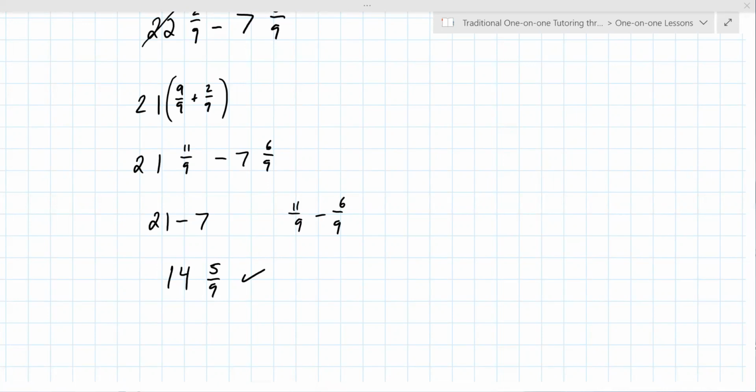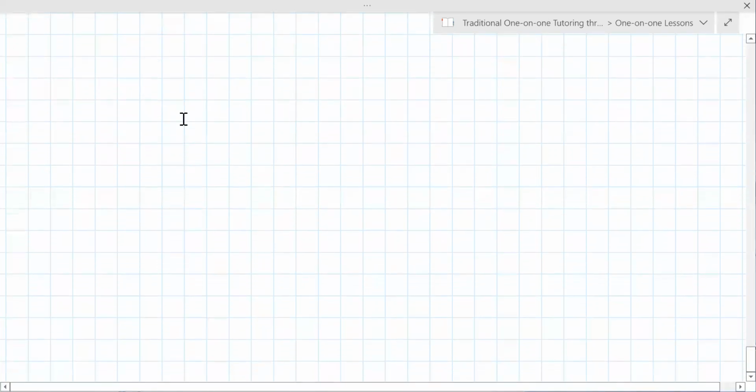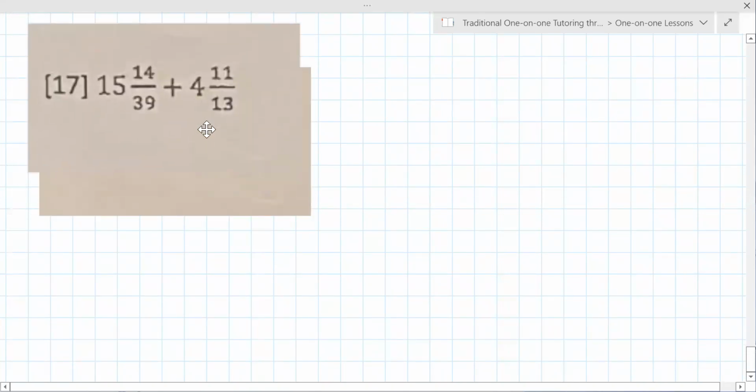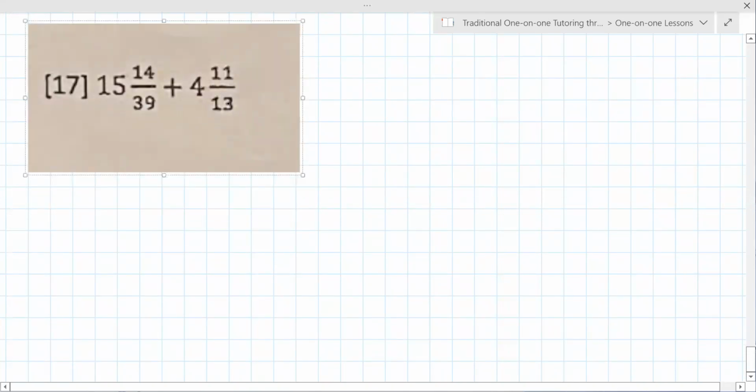Okay, so you got one more here, 17. 17 is a lot like what we just did, but you're not subtracting anymore, you're adding. But you got to make common denominators. The nice thing is that 13 goes into 39 3 times. So you have 15 and 14/39 plus 4 and 33/39. What do you do from here, Mason?